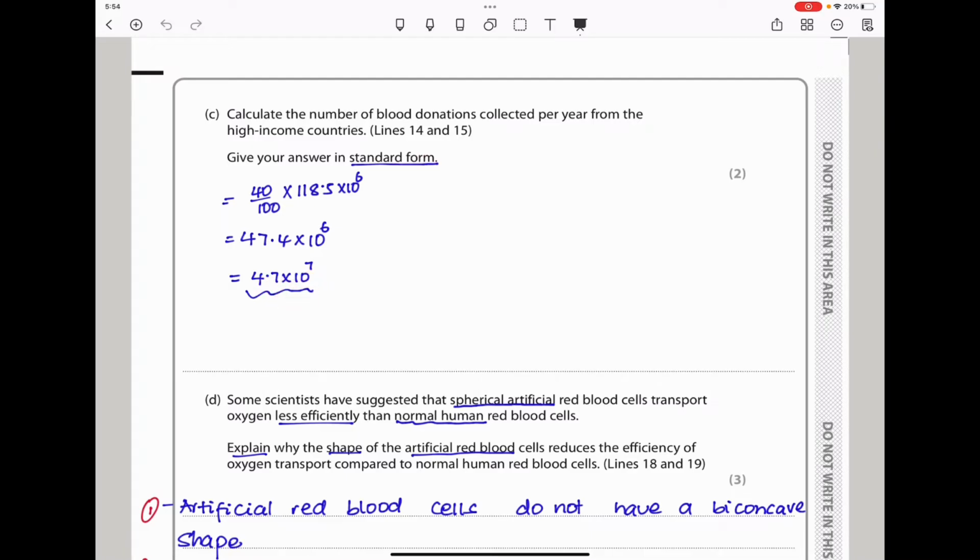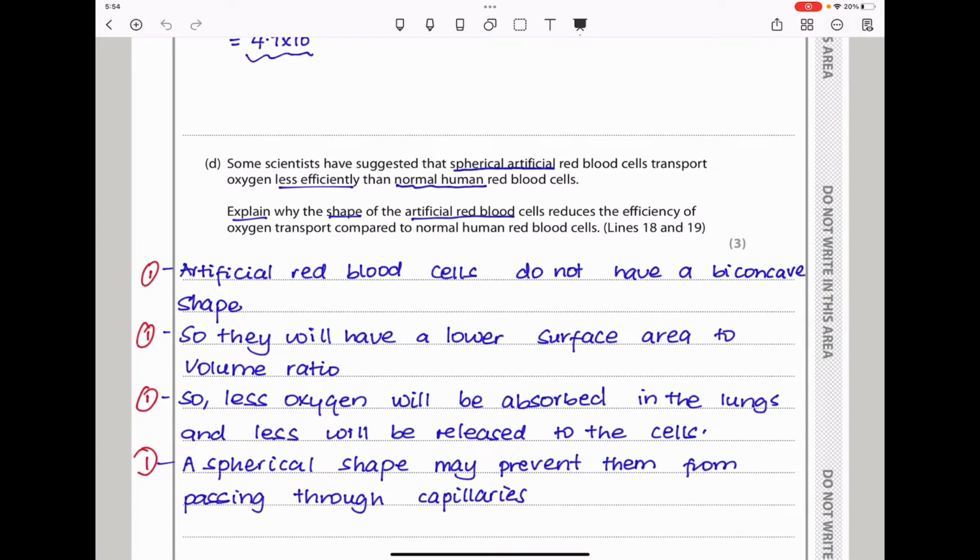So that is the answer. Continuing on, they say some scientists have suggested that spherical artificial red blood cells transport oxygen less efficiently than normal human red blood cells. Explain why the shape of the artificial red blood cells reduces the efficiency of oxygen transport compared to normal human red blood cells.